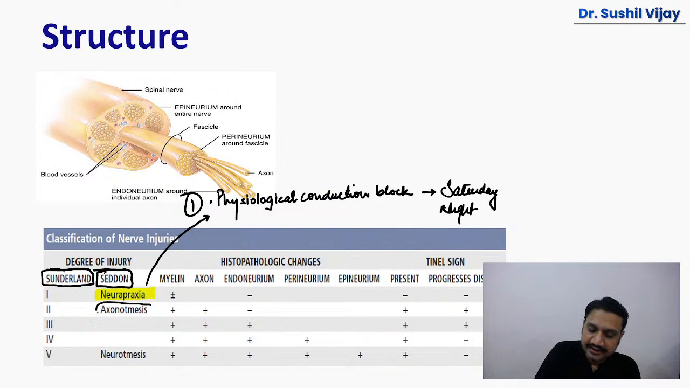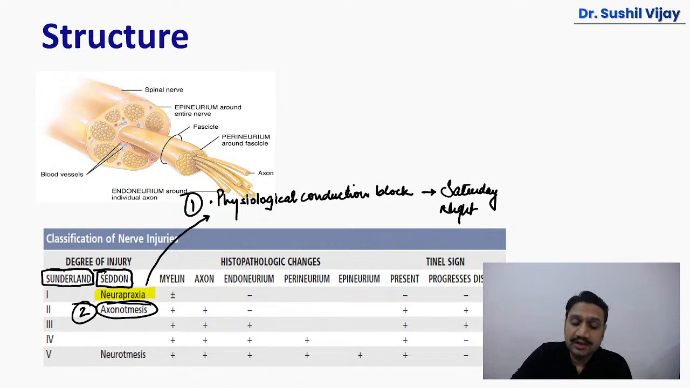Second important question is axonotmesis, right? What is that? Axonotmesis means injury to this axon. When the injury has happened to the axon, the sheath around this axon, the outermost covering of the axon, is known as endoneurium. So this may be injured, the sheath may be injured, may not be injured. Very important question I'm telling you is a potential question for your exams, that what is the grade of injury?